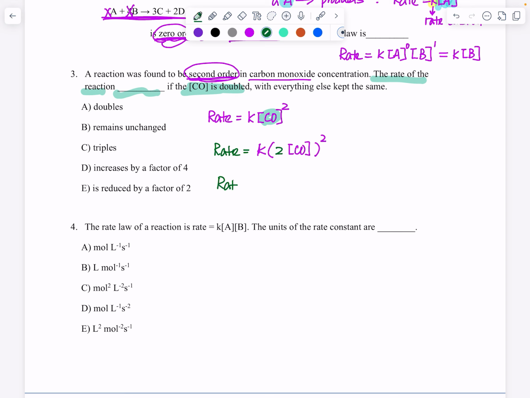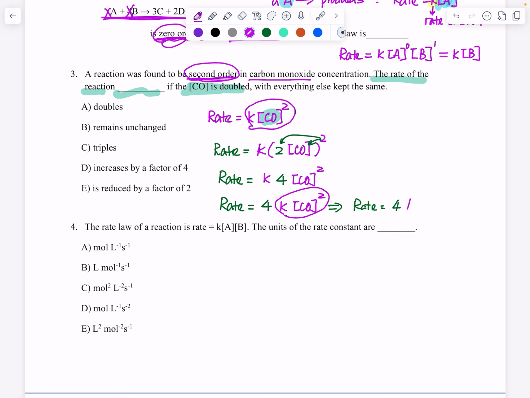So the rate will equal K. Of course, when I have the second order, I need to apply it to my number and to my concentration. So this turns into multiplying by 4, times the concentration of carbon monoxide squared. I just want to reorganize this real quick so it's easier for us to see. You may already notice what's going on. You recognize that this rate equals 4 times this piece, which equals 4 times the original rate of reaction.